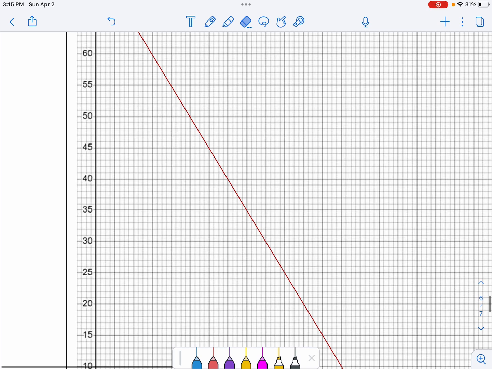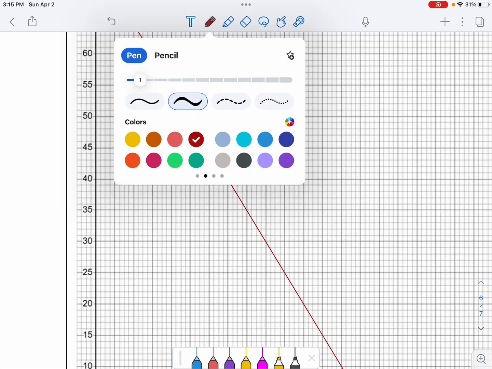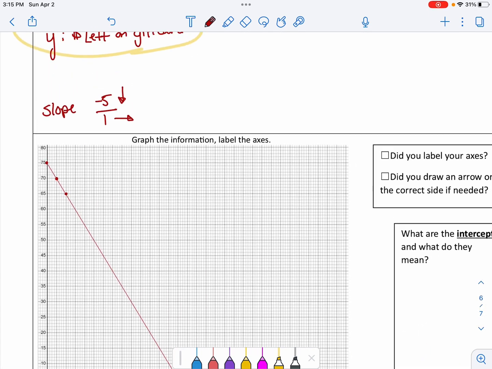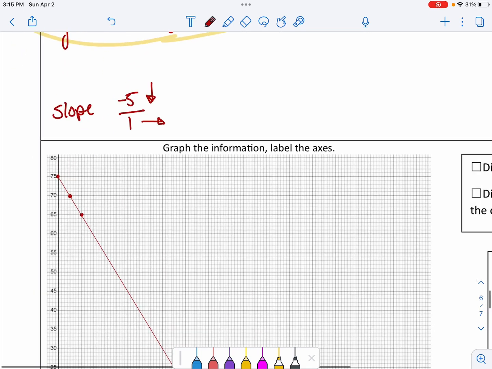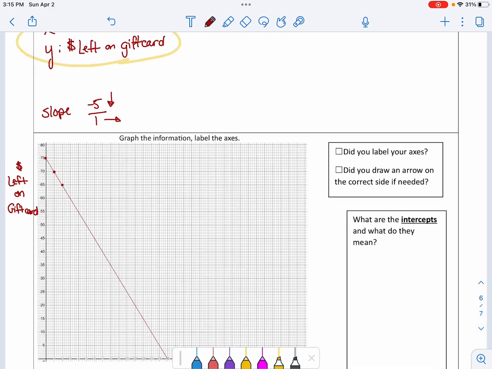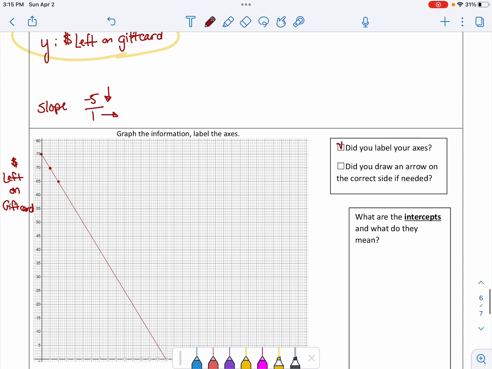And you can't buy negative items. Now, we should probably talk about what axis is what. Do you remember what X stood for? That's the number of items, right? That's right. So we have to list that here. This is the number of equally priced items. And then what was the Y? The money on the gift card? Yes. Money left on gift card. Okay. Now, did we label our axes? Do we draw an arrow if needed? Not applicable, right? Not needed.